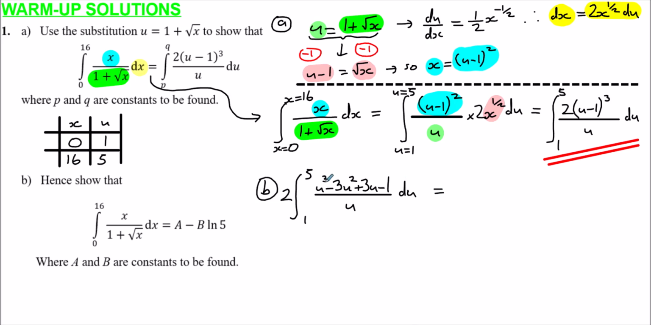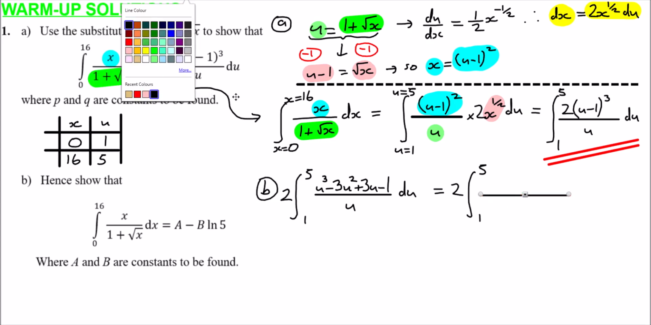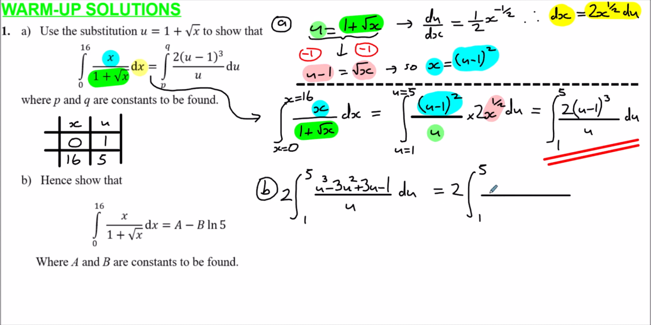Now what we can do here is divide all of this numerator by the u on the underneath. So we've got from 5 to 1. So u cubed divided by u becomes u squared. So I've got u squared minus 3u plus just a normal 3, then minus 1 over u, all with respect to du.